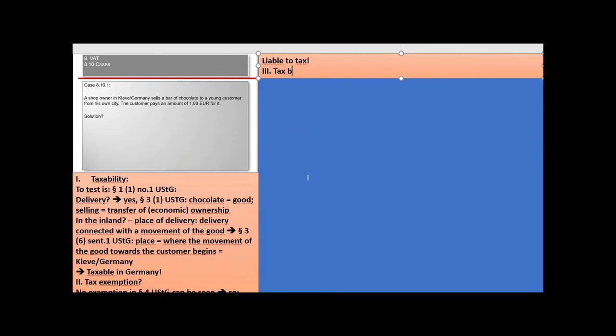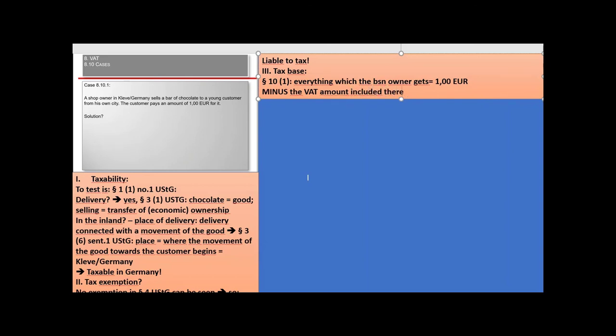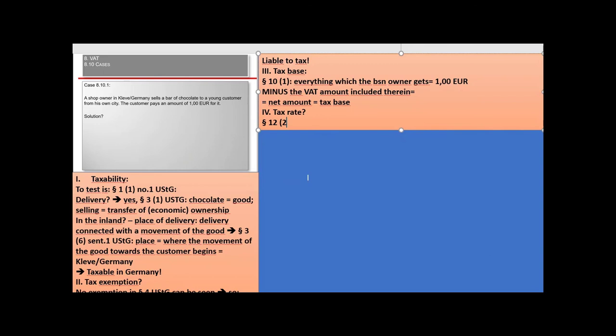Number 3, the tax base. Paragraph 10.1 says everything which the business owner gets, that's €1, minus the VAT amount included therein, is the net amount, and that is the tax base. Now we leave that open for a while and have a look, because we need to calculate the VAT first, the tax rate, according to 12.2.